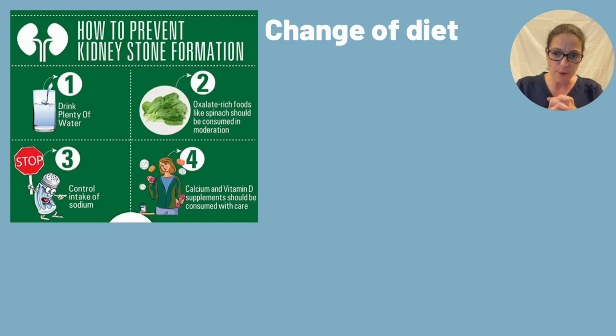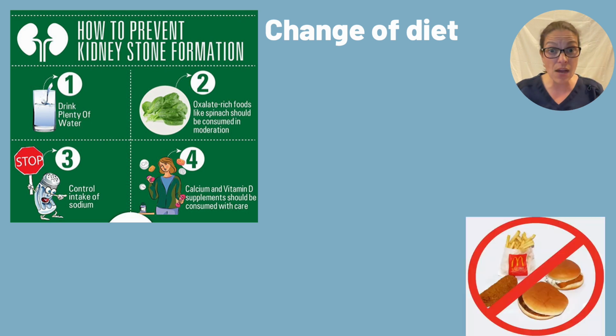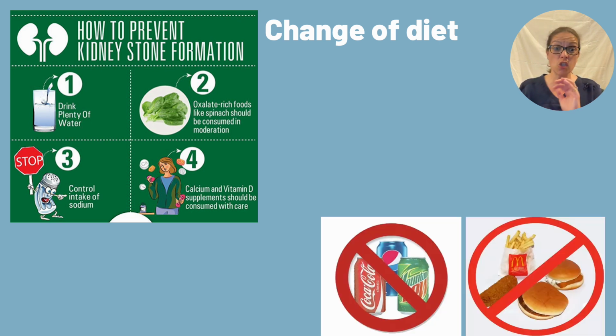Okay, so he's changed his diet. He's drinking lots of water. He's cutting out his sodium. He's trying to make sure that his high oxalate foods like spinach and the like are only consumed very minimally. He's cut out all of this fast food junk. Soda, gone away.